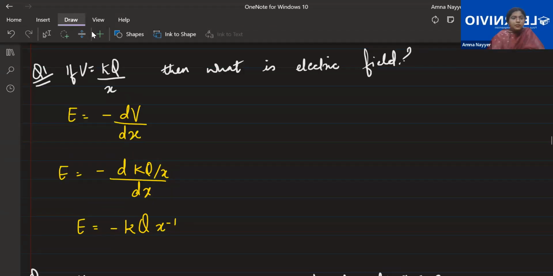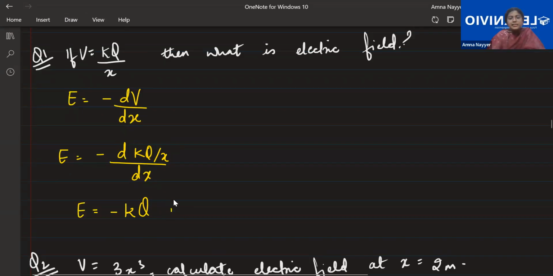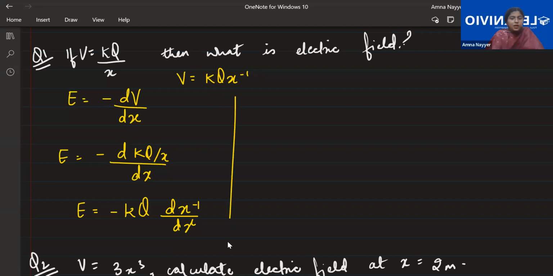Right, now we have to differentiate it. This can be written as d x to the power minus 1 over dx when you differentiate it. The potential equation can be written as kq x to the power minus 1. So kq has been taken out, and x to the power minus 1 is left for differentiation. So look, minus kq is here, x to the power minus 1.